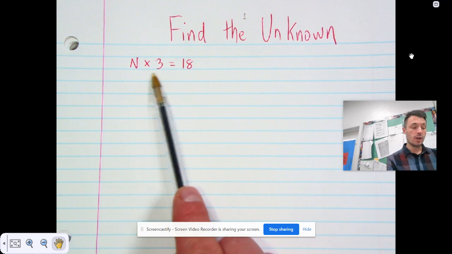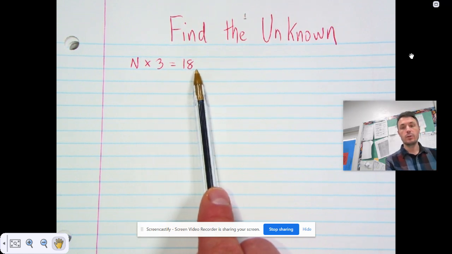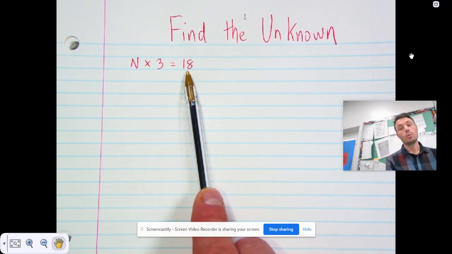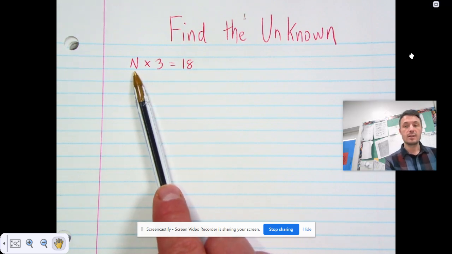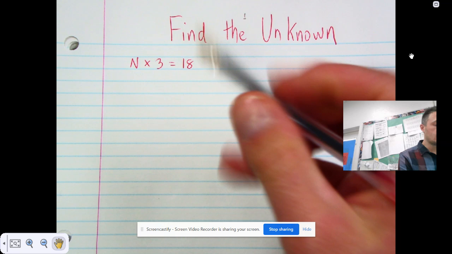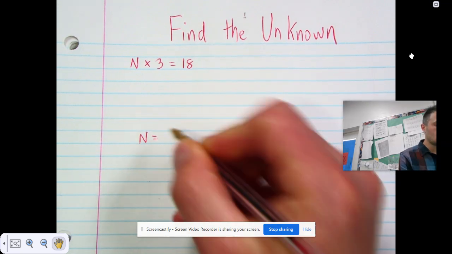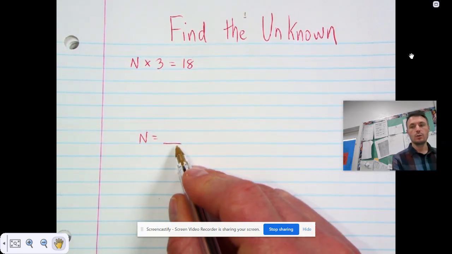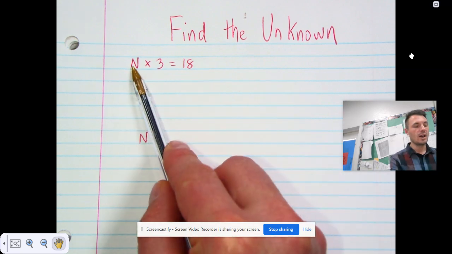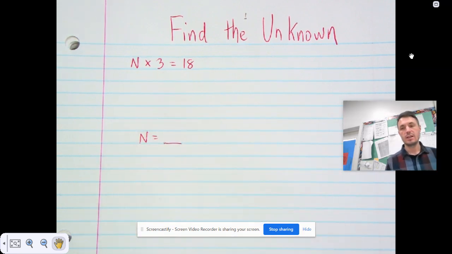Now, in this case, we're not solving for what's to the right of the equal sign. We already have that. That's what we're used to. Instead, we're solving for what n is. So when we find the answer, it's going to be n equals blank. That's what we're looking for right there. What times 3 equals 18?